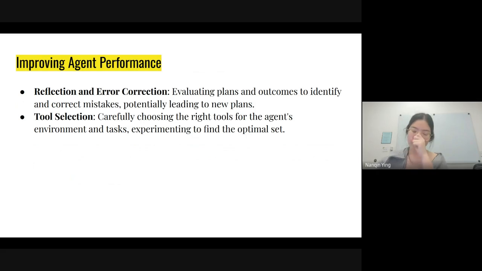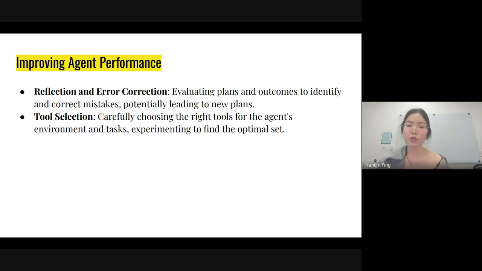I think during the whole talk about the AI agent, a really important thing is how to improve the AI agent's performance. The first thing is reflection and error correction. So we're talking about the failures, the failure modes, and the evaluation. So it's mainly about that.